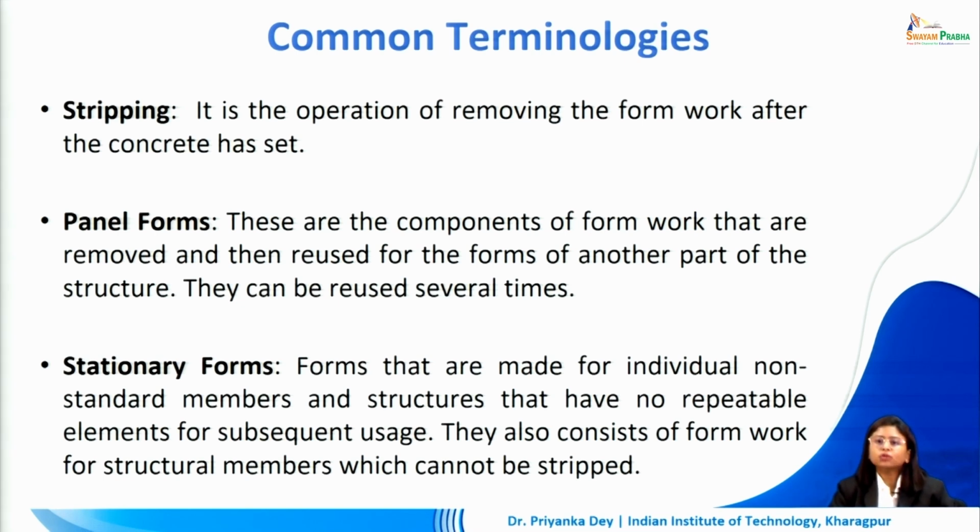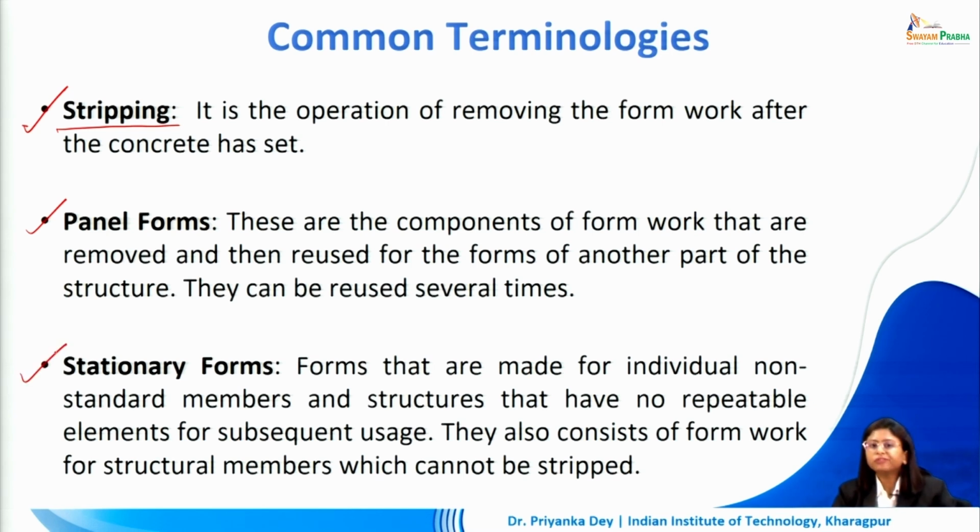Let's learn some common terms which are associated with formwork. The first is called stripping. It is the operation of removing the formwork after the concrete has set. The second term that we need to know is panel forms. These are the components of formwork that are removed and then reused for the forms of another part of the structure. They can be reused several times. So basically the main chief components of formwork are this type.